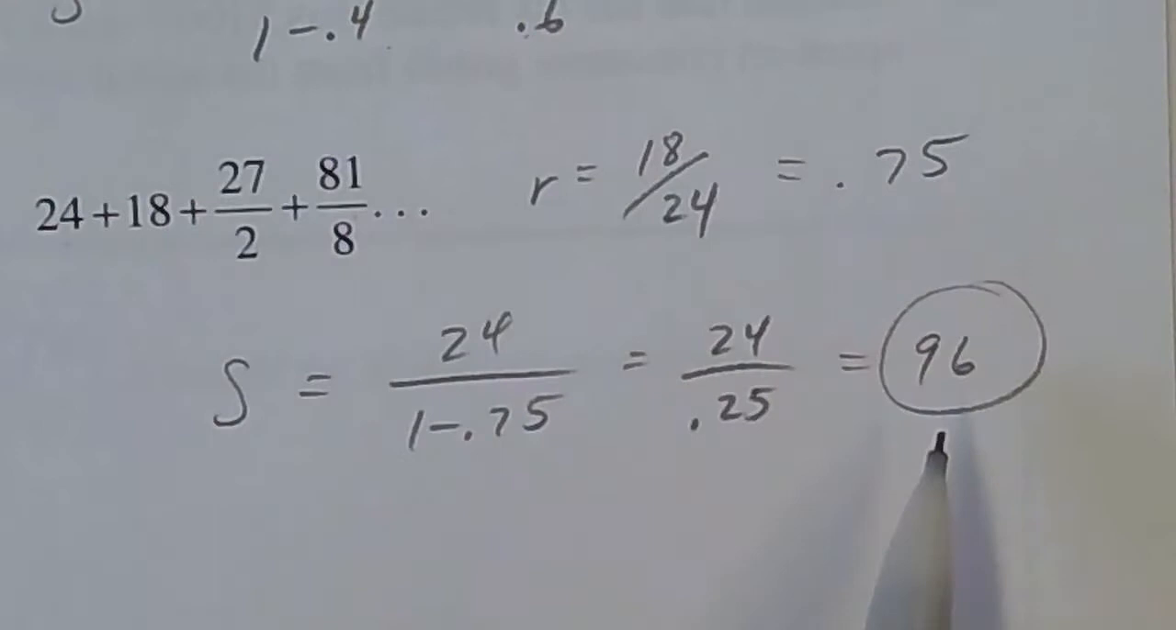There's your sum, 96. I was going to do some applications today, but we're running out of time, so we'll save the applications for tomorrow. Probably a little introduction to 9.5 as well. That's it for today.